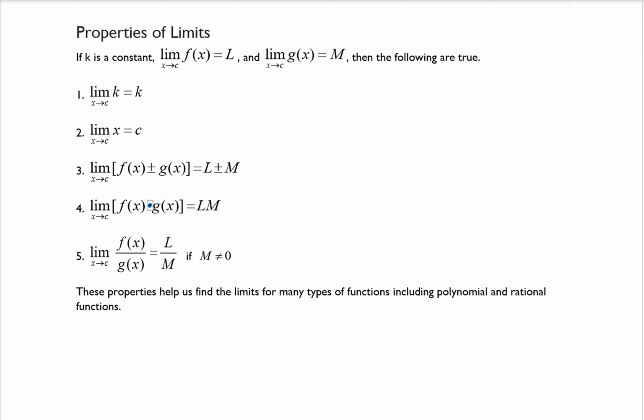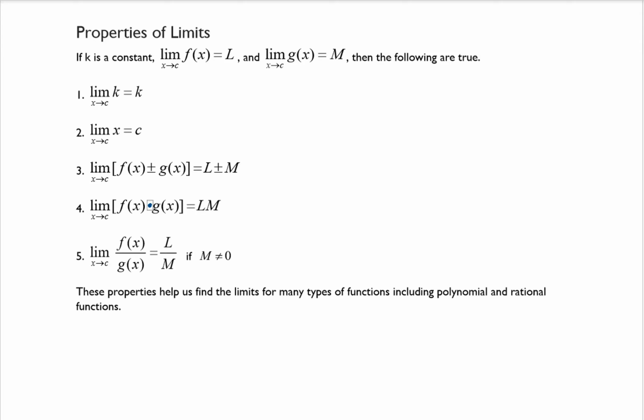And then property 5 says if you're taking the limit of the f function divided by the g function, that's going to be equal to L, the limit for the f function, divided by m, the limit for the g function, as long as m does not equal 0. So these properties help us find the limits for many types of functions, including polynomial and rational functions.